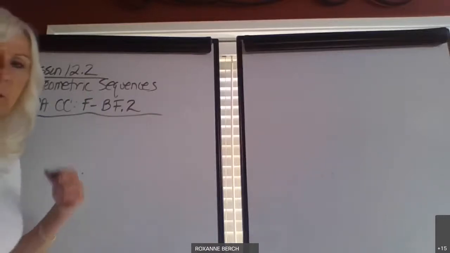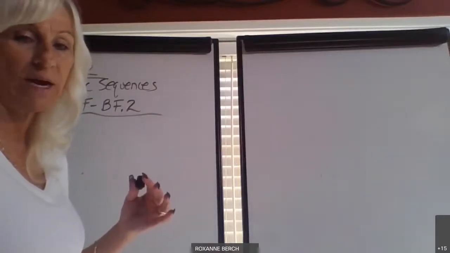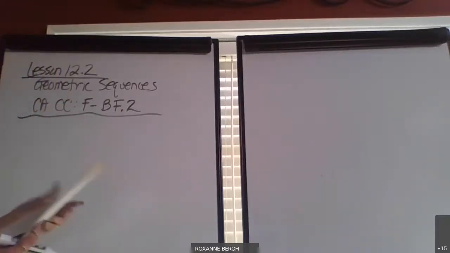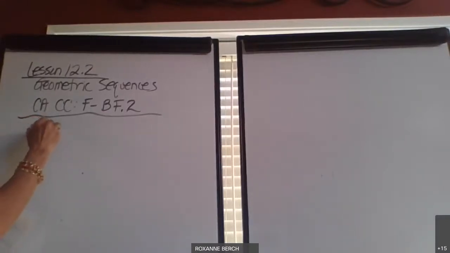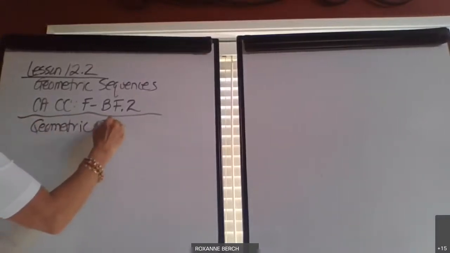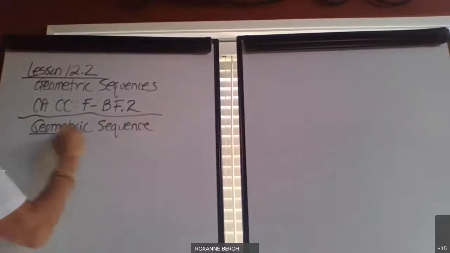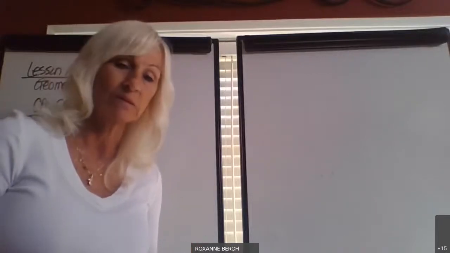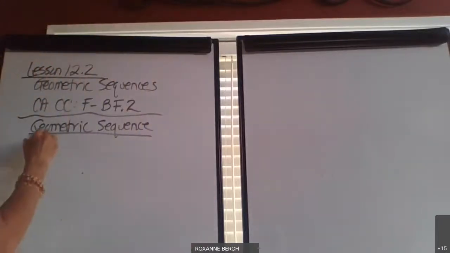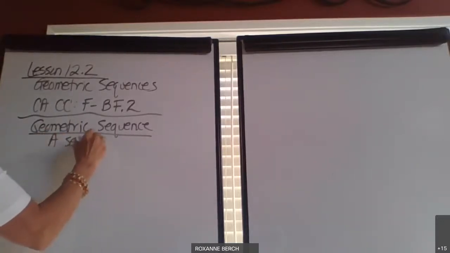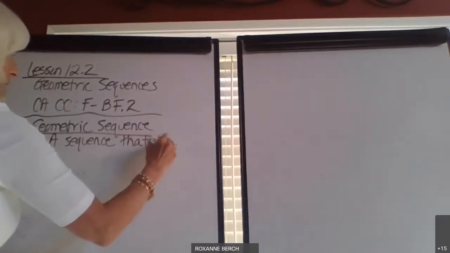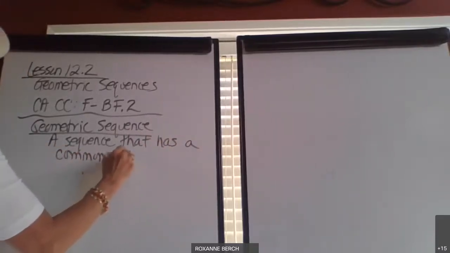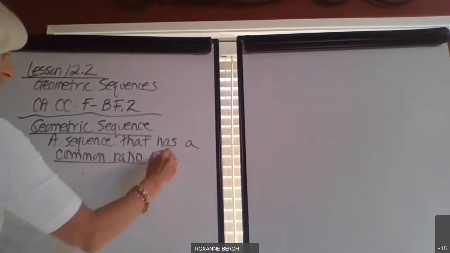All right, so in 12.1, we were looking at arithmetic sequence, and now we're looking at geometric sequence, California Common Core Standard F-BF.2. Let's look at the definition. So we know that an arithmetic sequence is a sequence that has a common difference. So a geometric sequence is a sequence that has a common ratio, and ratio means fraction, and it's R.